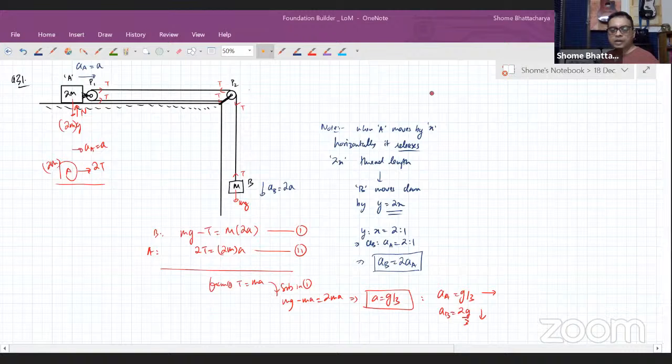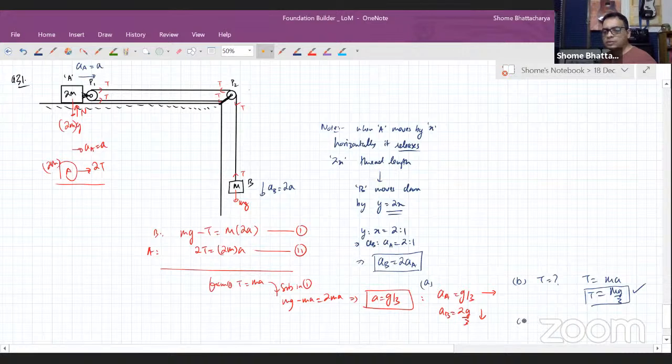Now I'm particularly interested in the third part of the question. So this was the A part. B part was to find tension. So tension you can see is going to be MA. M was given to us or not? Whatever. We'll just write it as mg by 3. So that's done.